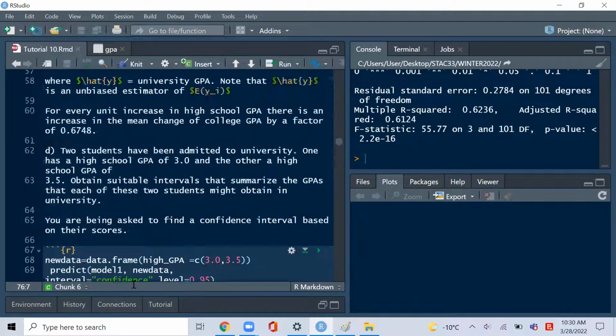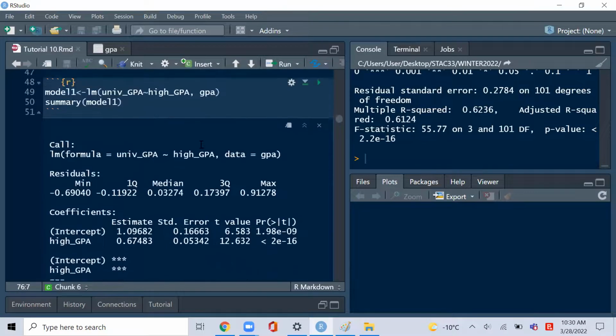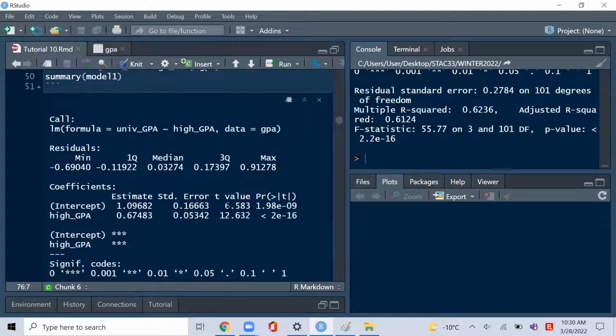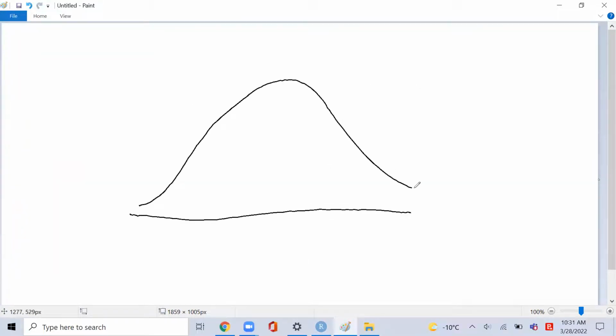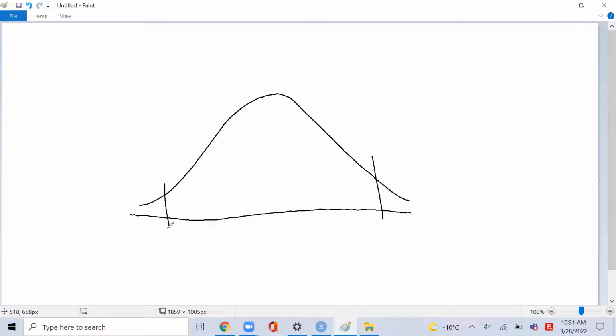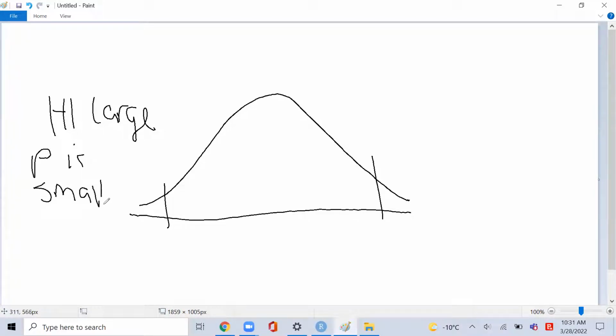So if you look at the original model, you actually see that the standard error for the estimate was pretty high. The t value was like 12.632 with a low p-value. And that is because if you look at your t-distribution, you can note that when your absolute value of t is large, you have a small p-value, right? That's because they're in the tail. It's either over here or here, right? So when the absolute value of t is large, the probability of seeing such a test statistic is unusual.